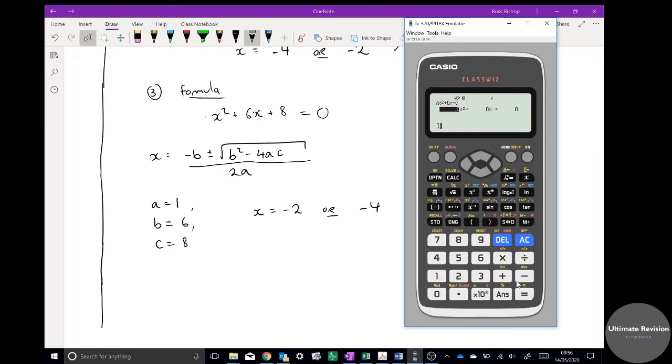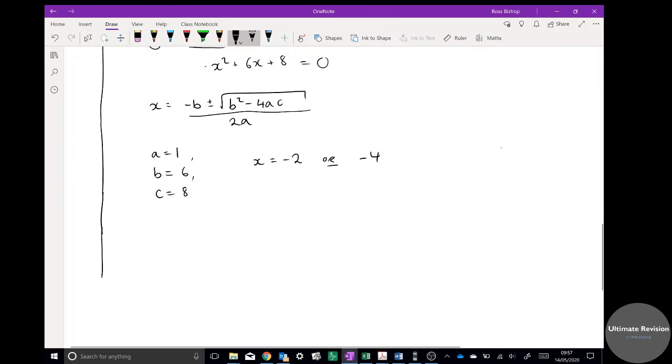So it's 1x squared, 6x, plus 8. And then if I press equals, first solution x1 is minus 2. Very good. Second solution is minus 4. So I know I'm right with that, which is really, really good. And please, I want to encourage you to use this check on your calculator.